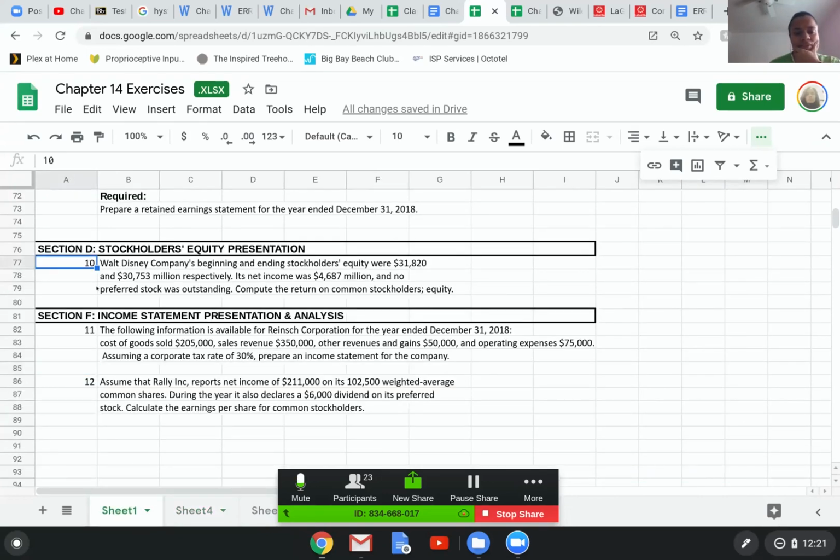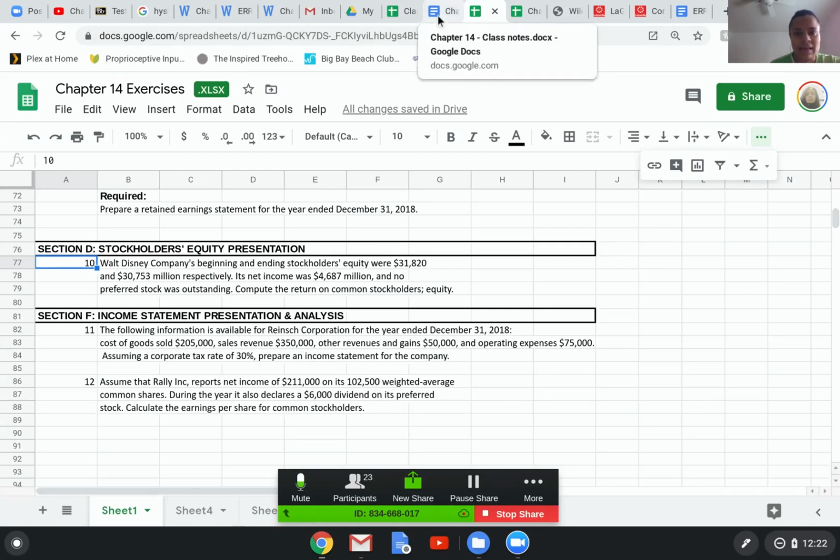So we're looking at number 10. Walt Disney Company's beginning and ending stockholders' equity were $31,820 and $30,753, but it's in millions, so it's actually billions, respectively. Because everything is in millions, you don't have to add the 6 zeros. You can just work with 31,820 and 30,753. So the beginning number was 31 billion and the ending number is 30 billion.